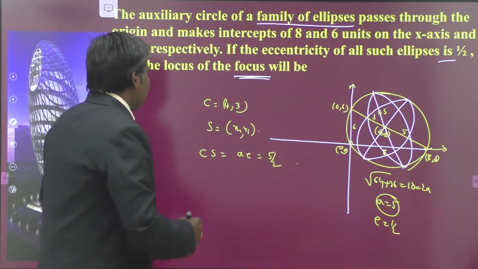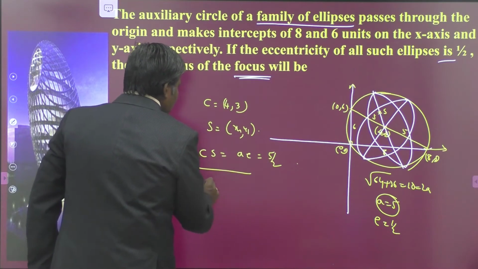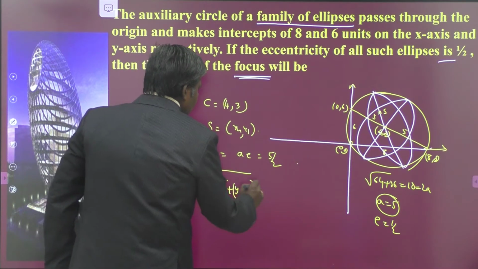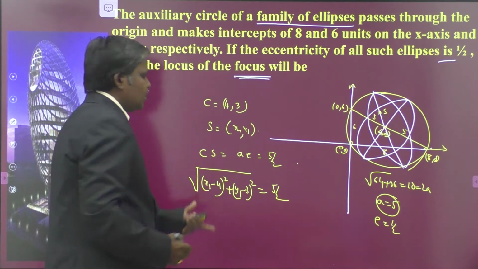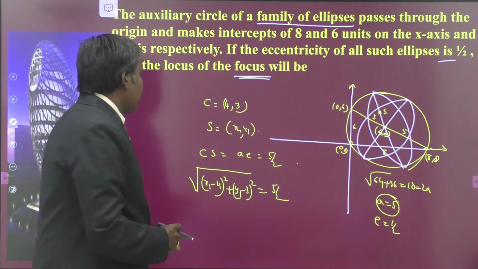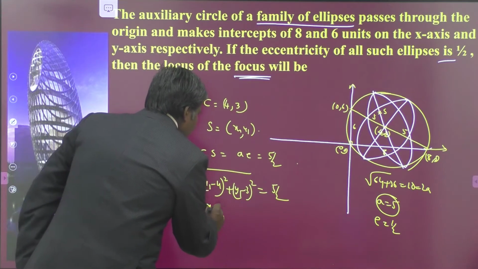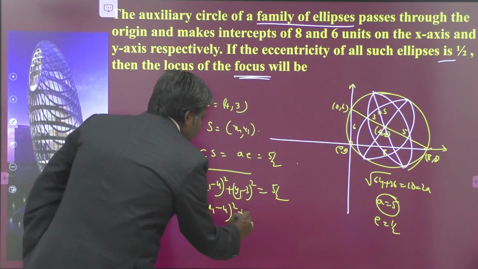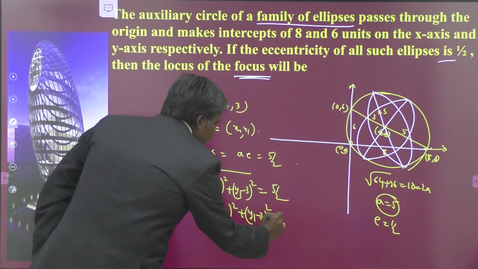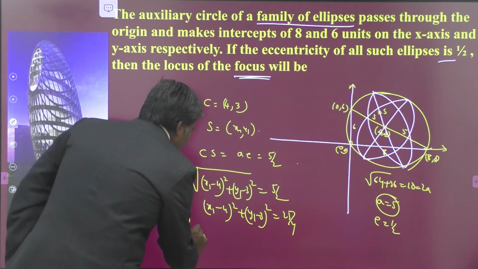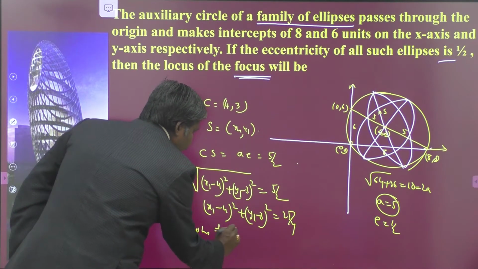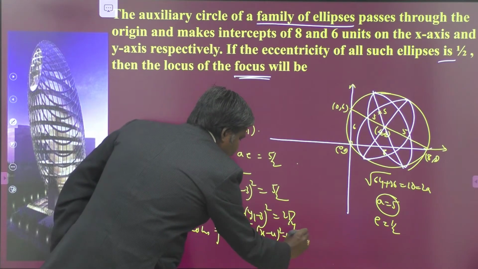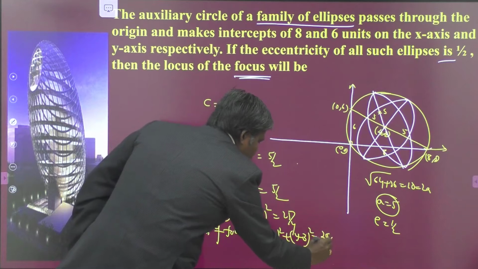S is x1, y1. So can you write the distance between these 2 points or not? x1 minus 4 whole square plus y1 minus 3 whole square is equal to 5 by 2. That's it. Just squaring, you can write the locus of the focus of the ellipse. x1 minus 4 whole square plus y1 minus 3 whole square is equal to 25 by 4. Therefore, locus of focus is x minus 4 whole square plus y minus 3 whole square is equal to 25 by 4.